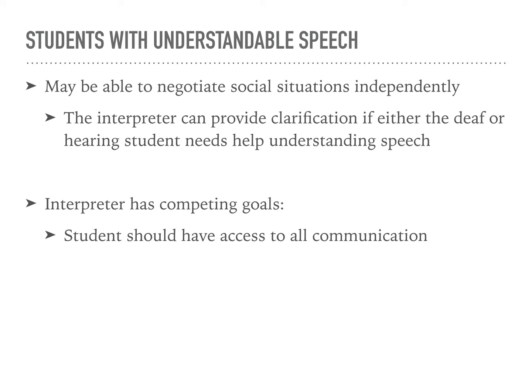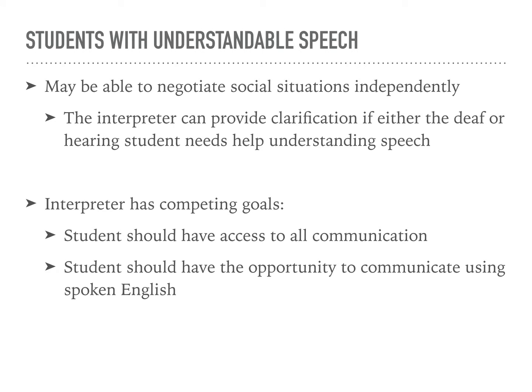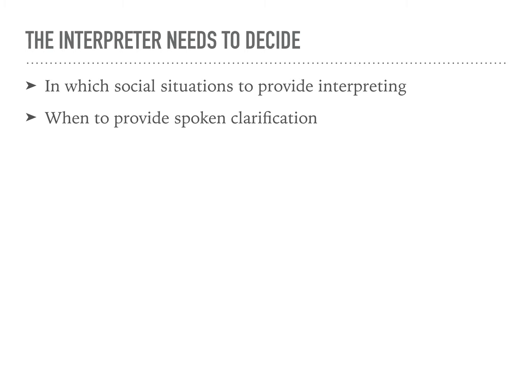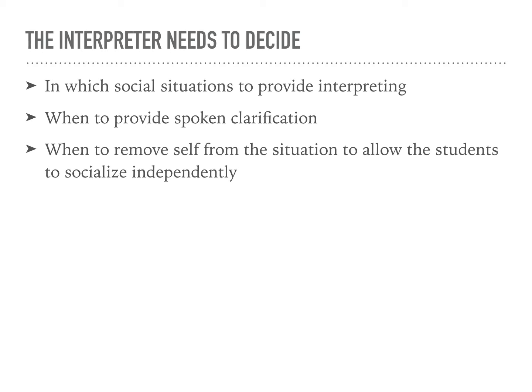The general goal of an educational interpreter is to provide access to all communication for that deaf or hard of hearing student, which means interpreting all interactions, all comments, all conversations. But the interpreter also wants that student to have the opportunity to communicate using their spoken English. Therefore, the interpreter needs to decide which social situations to provide interpreting, when to provide only spoken clarification, or when to remove themselves completely from a social situation to allow the students to socialize independently.